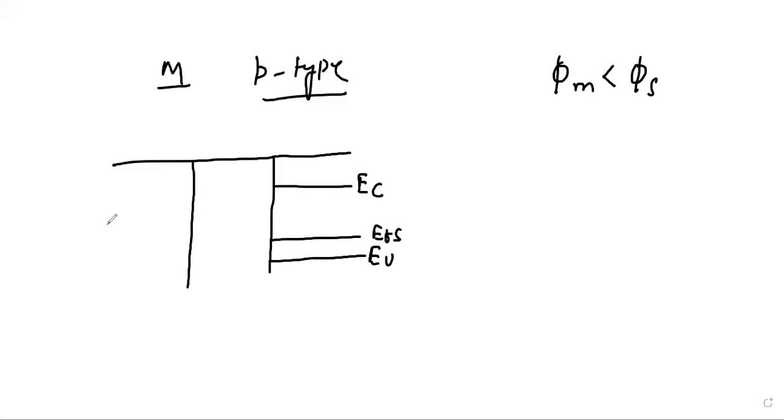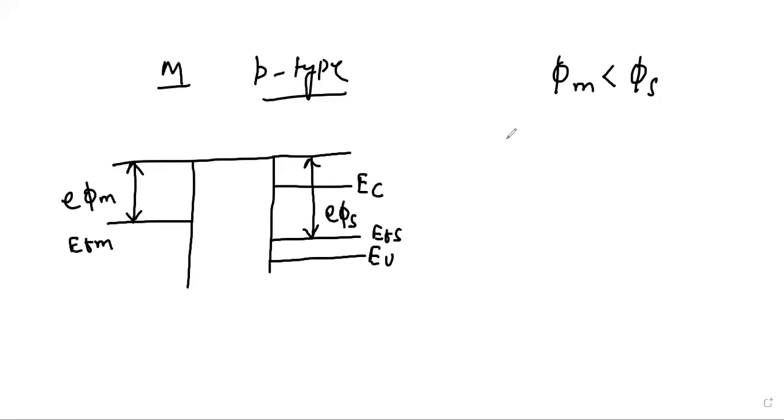Okay, and now we have EFM, that is the Fermi energy level of the metal. We consider this. So here is our e phi m. We considered phi m is less than phi s here. It's evident from the diagram. You can see that this is e phi s.